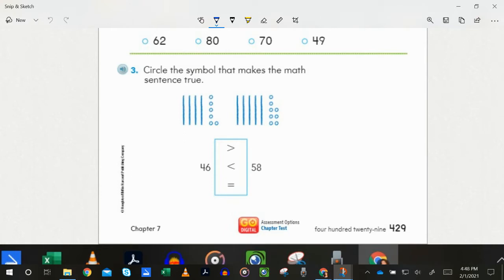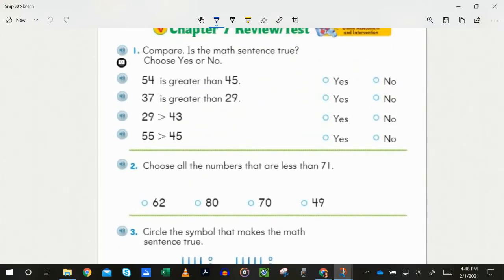Number 3. Remember, you can always pause this video if you need extra time to answer a question, if you're still thinking. Number 3, circle the symbol that makes the math sentence true. We have our 3 crocodile mouths right here. Which one should belong between these numbers? We have 46 and we have 58. Which crocodile mouth should we be using?